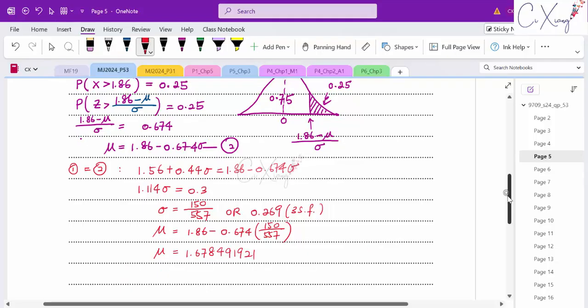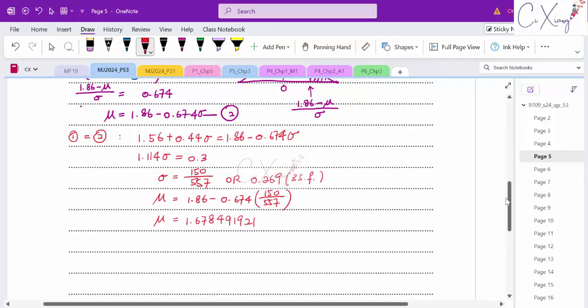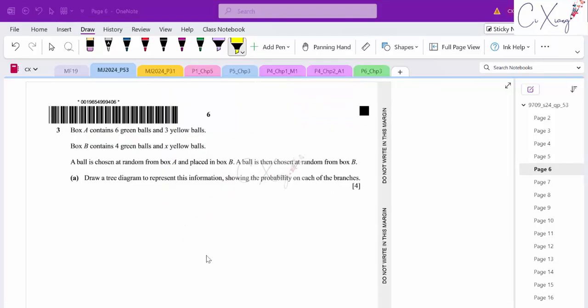For my final step here, I just want to emphasize again my final answer correct to 3 significant figures, where the mu should be 1.68 and the sigma should be 0.269. Right, so this is how we solve question number 2.